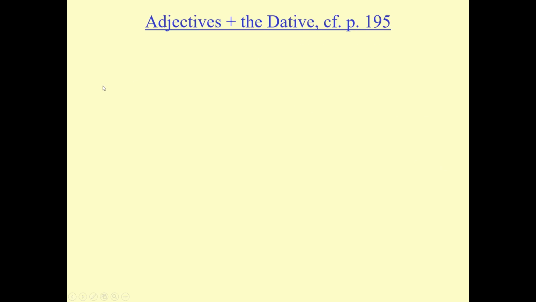What do I mean by take the dative? Well, there's certain adjectives that the dative just naturally completes their meaning in Latin. It just makes sense, right? And most of these are words we learned before. If you look at that list on page 195, this is the list that says dative with adjectives.